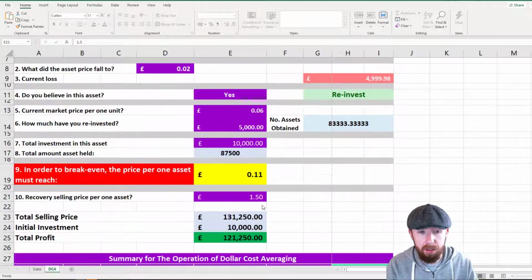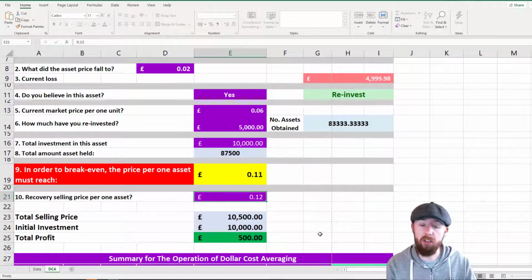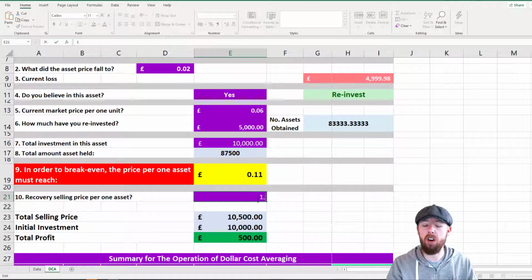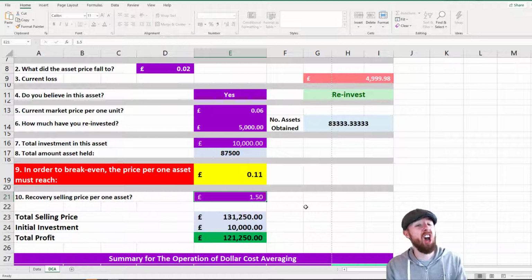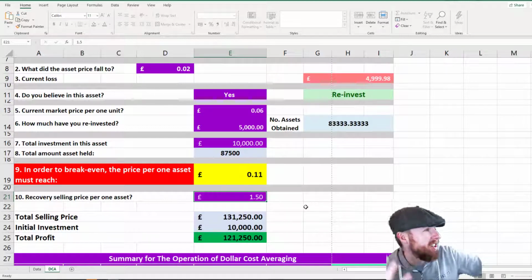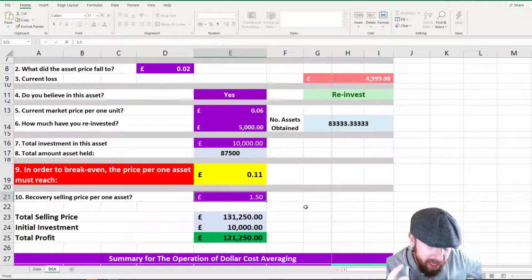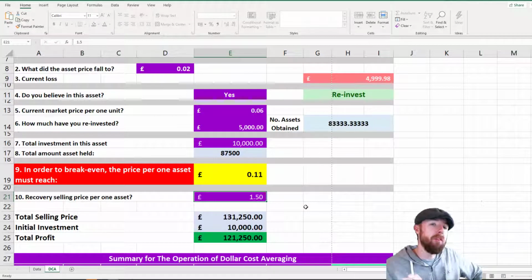Let's just say, for example, you sold at 0.12 cents. You'd be $500 up on your original investment and what you just put in. What? Crazy, I know. But let's just say you want to go to over all-time high at $1.50. Life-changing sums.